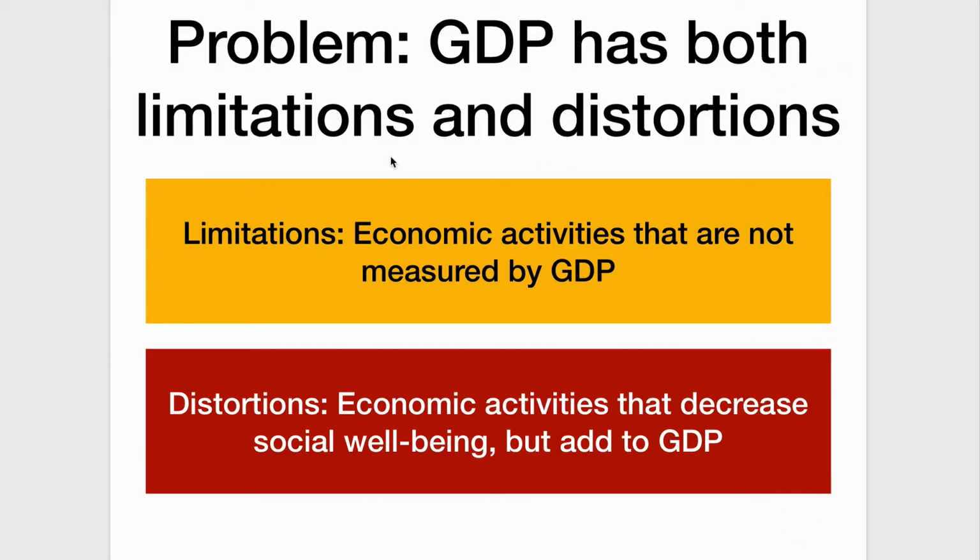Okay, so here's the problem. GDP has both limitations and distortions. The limitations are economic activities that are not measured by GDP. And then distortions are economic activities that are measured, but that actually are negatives to society. They decrease social well-being, but they add to GDP, and that creates a kind of a conflict within the measure.